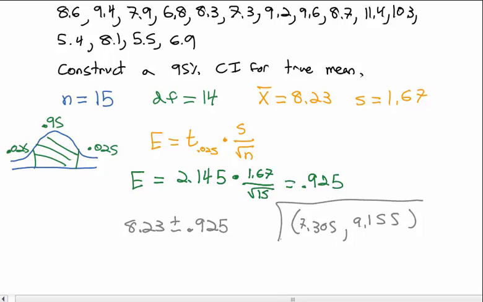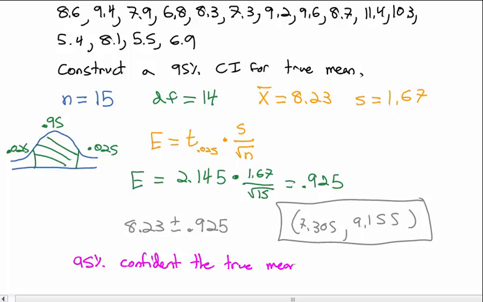9.155. This was a 95% confidence interval, so we are 95% confident the true mean is between 7.305 and 9.155. That is our confidence interval.